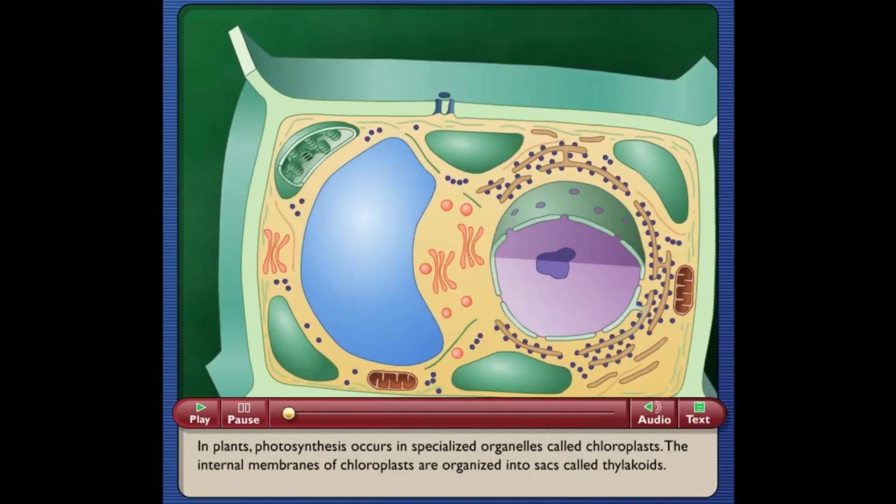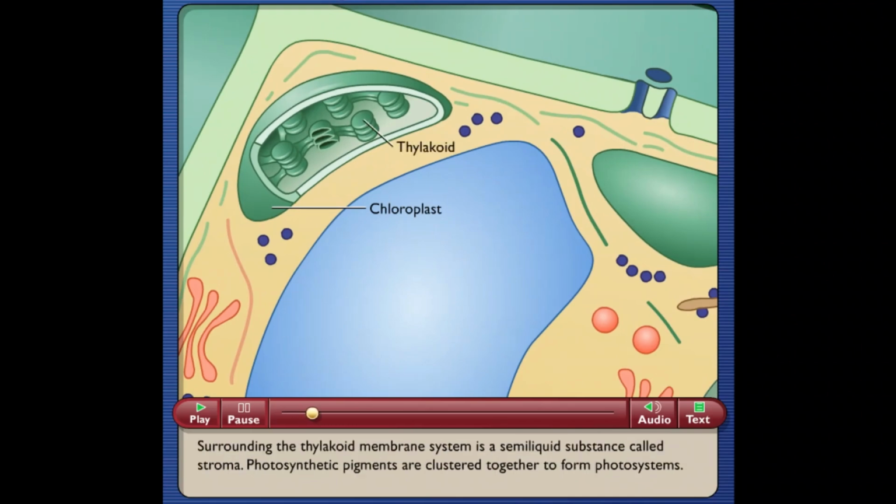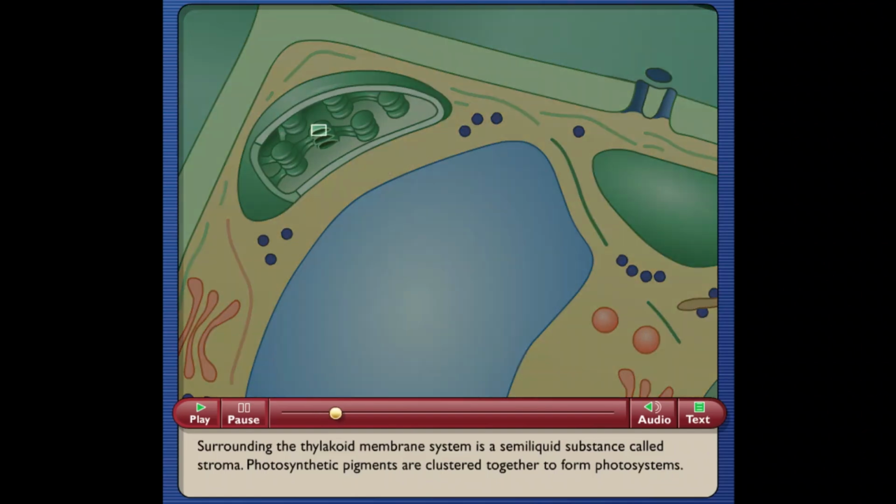In plants, photosynthesis occurs in specialized organelles called chloroplasts. The internal membranes of chloroplasts are organized into sacs called thylakoids. Surrounding the thylakoid membrane system is a semi-liquid substance called stroma. Photosynthetic pigments are clustered together to form photosystems.